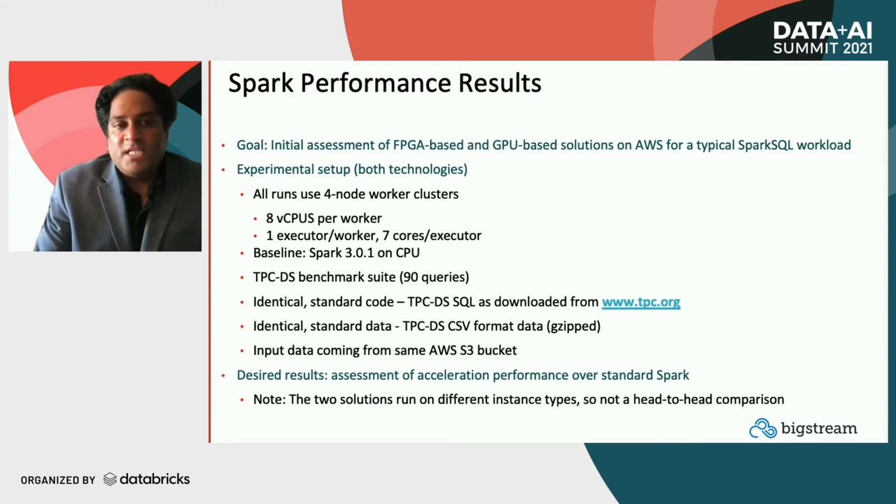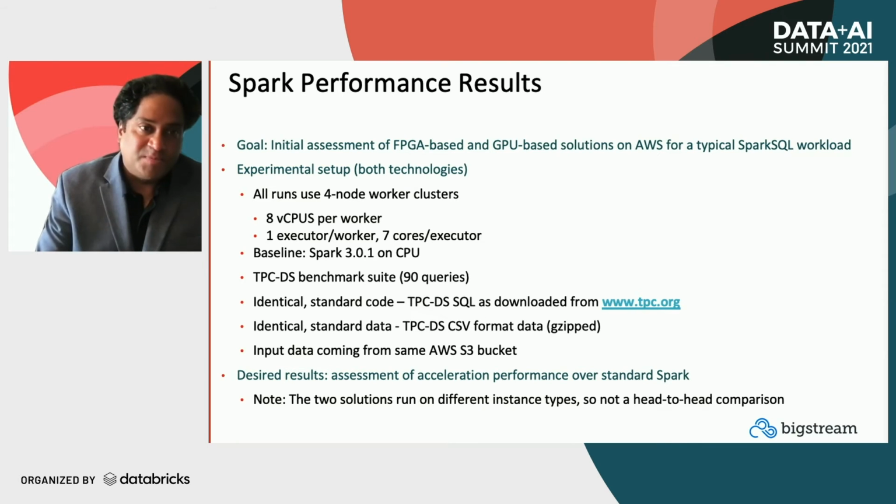This is, again, a benchmark suite called TPC-DS. For those that aren't familiar, this is a set of business intelligence queries. They really cover the gamut of SQL operations. There are about 104 of them. We chose 90 of them for various reasons. But I want to be clear that these are the standard TPC-DS queries coming right from the website, tpc.org.